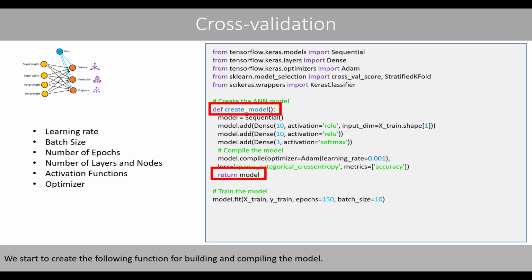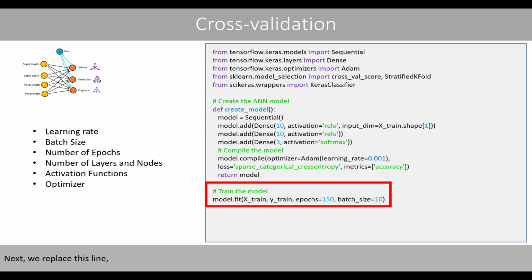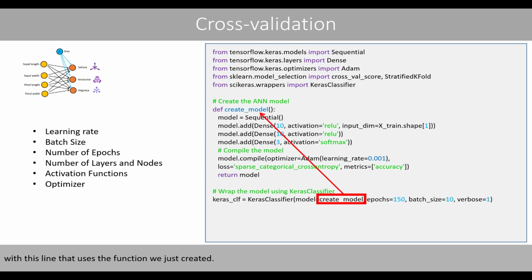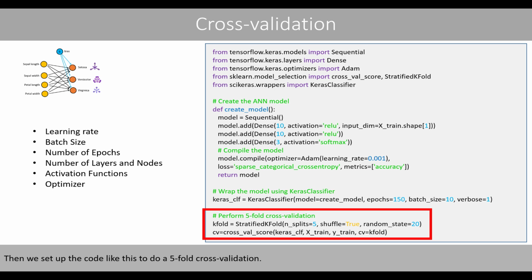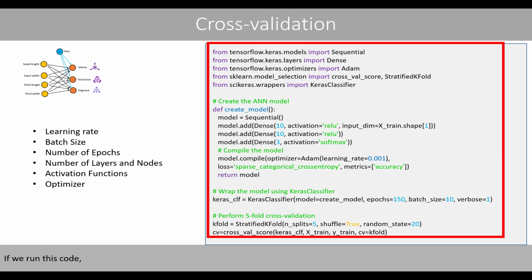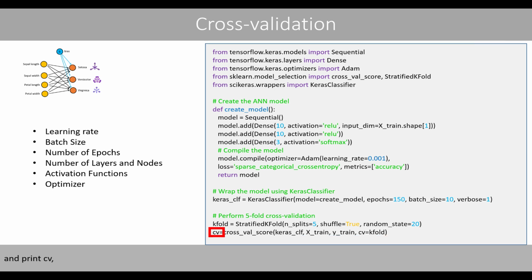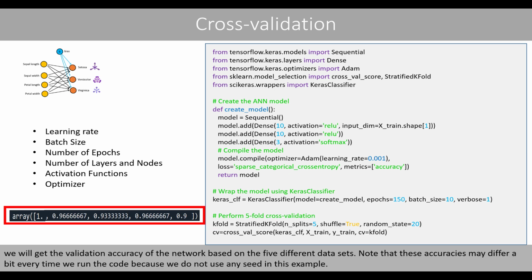We start to create the following function for building and compiling the model. Next, we replace this line with this line that uses the function we just created. Then we set up the code like this to do a fivefold cross-validation. If we run this code and print CV, we'll get the validation accuracy of the network based on the 5 different datasets.